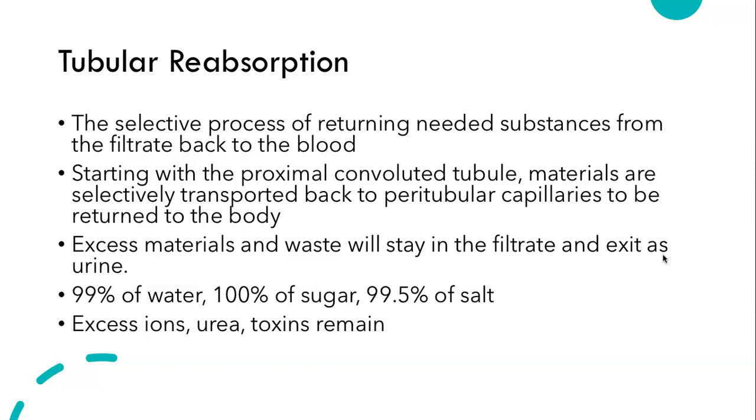Excess ions, though, urea and toxins, all that stuff is going to remain. So it's really important that we reabsorb this stuff, because if we just got rid of all that water, we'd go dehydrated extremely fast. If we got rid of all that sugar, our cells would be starving. And if we got rid of all that salt, our electrical activities would be thrown off. Where do we need electrical activities? Well, anytime you've got neurons firing, those are electrical activities going on, okay?